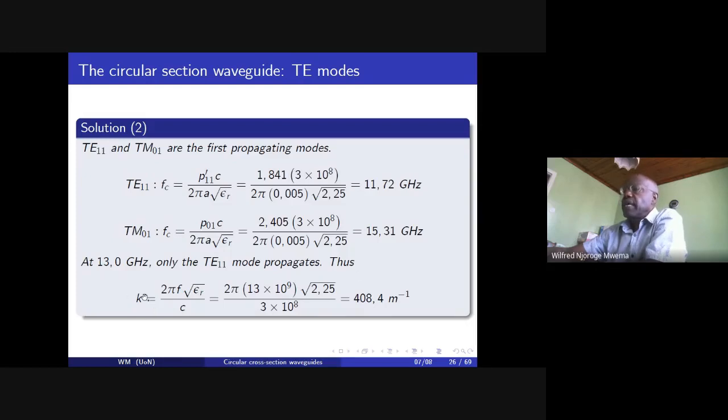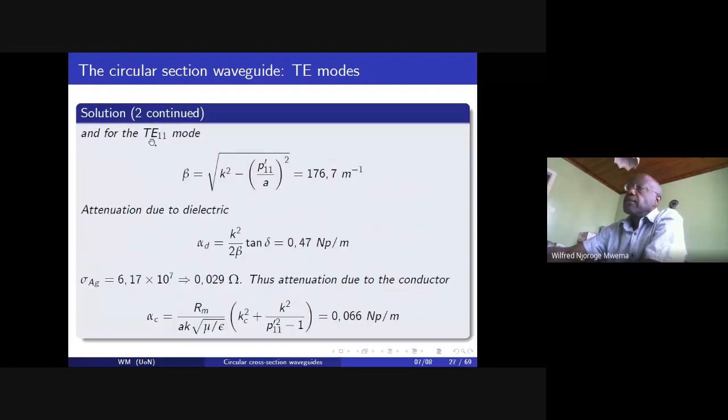And thus, the k is going to be given by that value there, which is about 4.08 times 10 radians per meter, but you can always convert that and divide that by twice pi, if you like, to get it in terms of multiples of pi. So for the TE11 mode, the beta is going to be given by 176.7 per meter. And the attenuation due to the dielectric is alpha d, going to be given by k squared over 2 beta times tan delta, which is 0.47 nepers per meter.